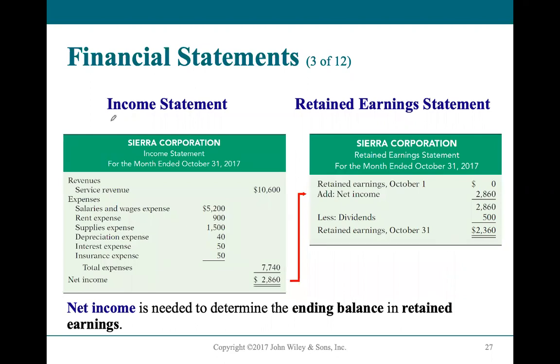So the income statement is the very first statement that is created because it's the only statement that tells the owners whether they made a profit or a loss for that period of time. Month, quarter, or year.